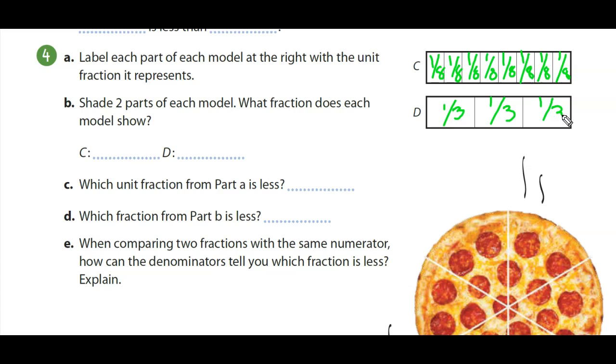Now it just depends on what I need to shade in. B says shade 2 parts of each model. So how many sections do I have to shade in? Just 2 of them. So here's 2 I need to shade in. And 2 I need to shade in.